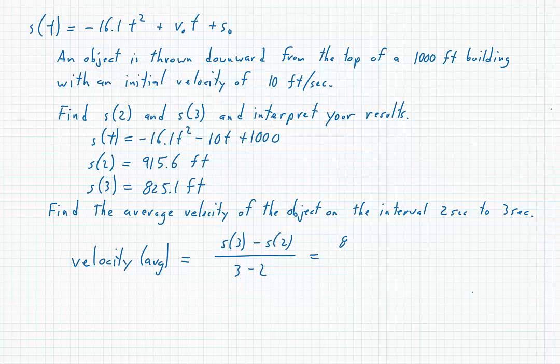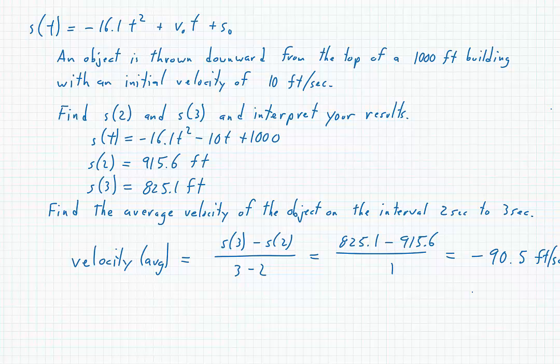So we're going to have 825.1 minus 915.6. We're going to divide that in this case by just simply 1 second. And let's see what we get. If we do that subtraction, 825.1 minus 915.6 is negative 90.5, and that's over 1. So we're just going to end up with negative 90.5 feet per second.